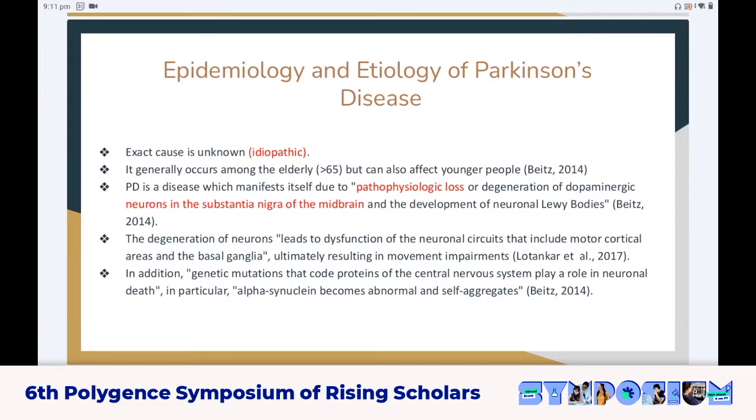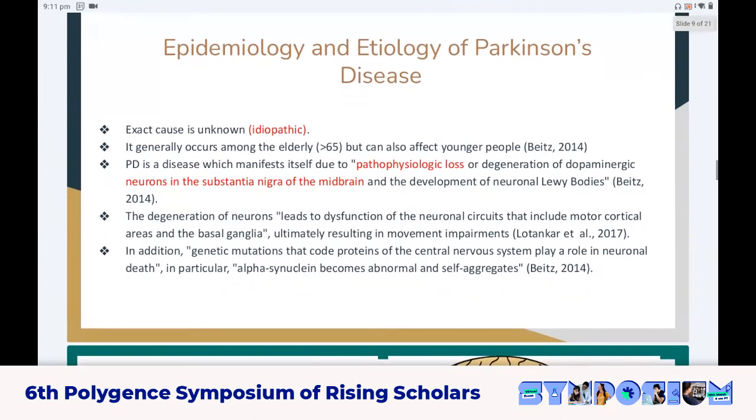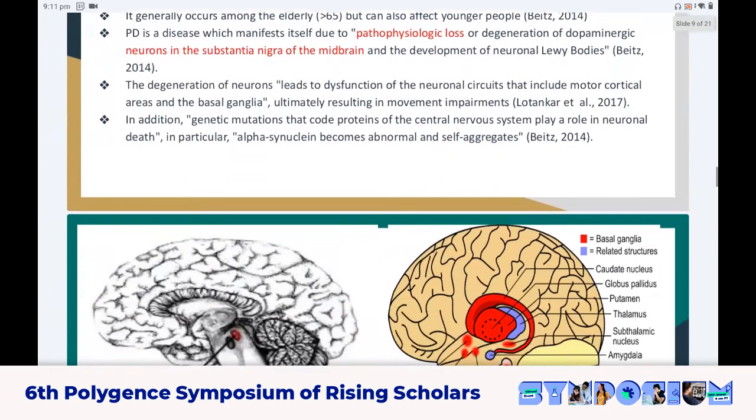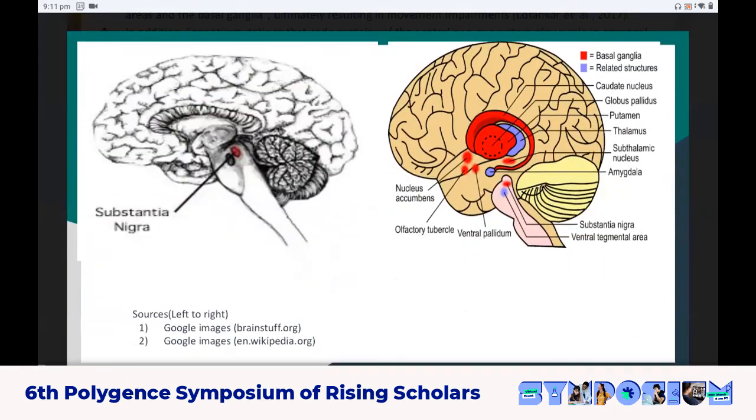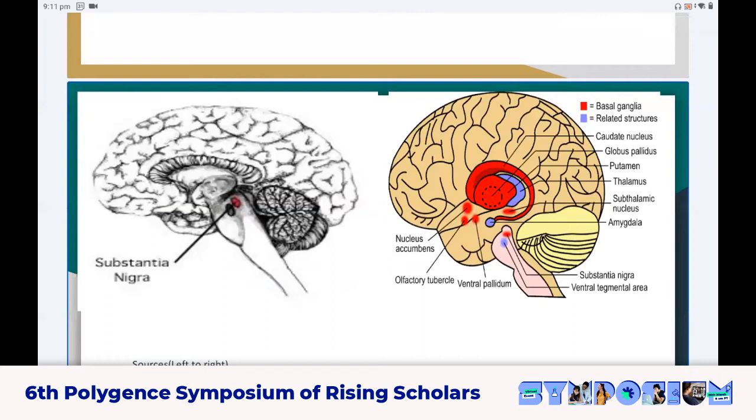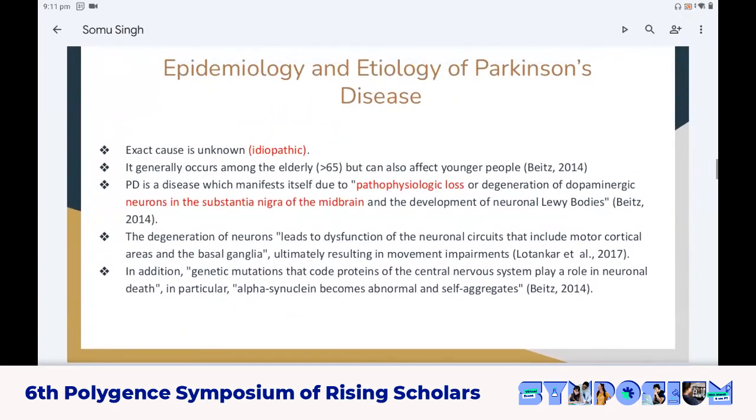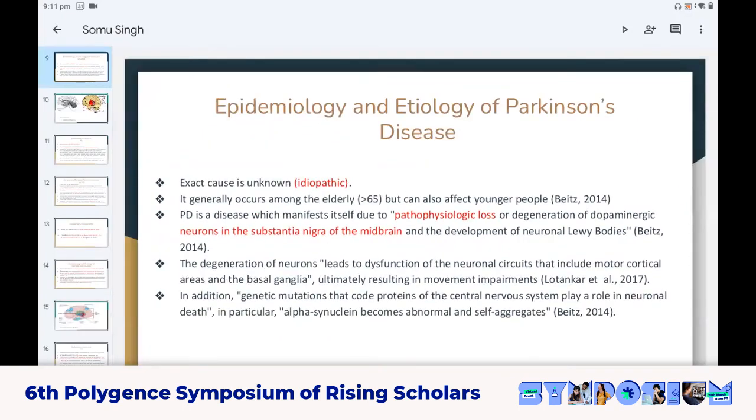The neuronal loss, as is common in all neurodegenerative disorders, occurs in the substantia nigra region, which is this red dot in the left diagram, and some impairments also occur in the basal ganglia, which is the reddish portion in the right diagram. The neuronal circuits that are affected are usually responsible for the motor functions. So when they are affected, the motor impairments occur.